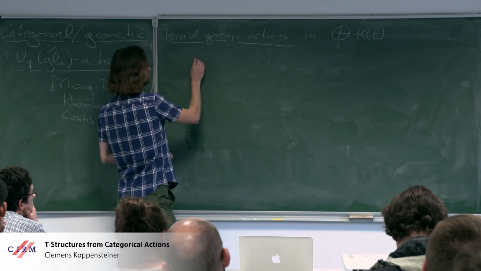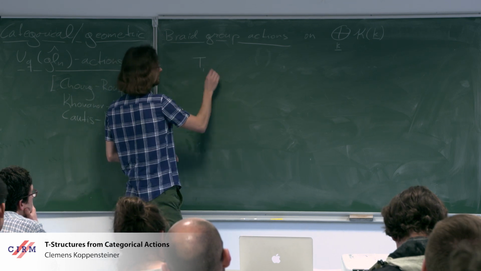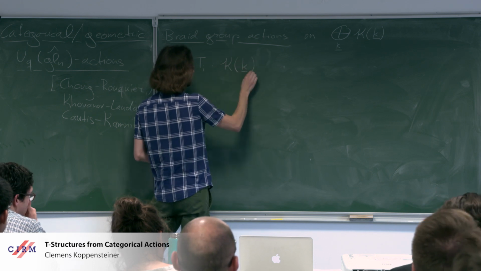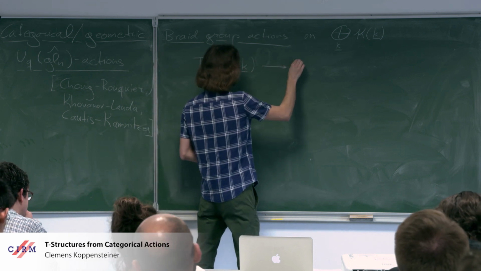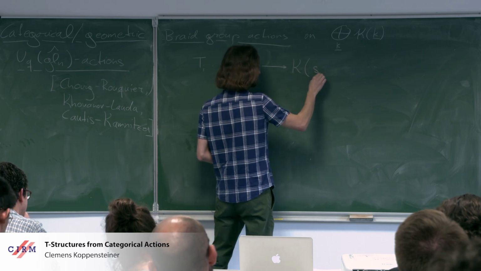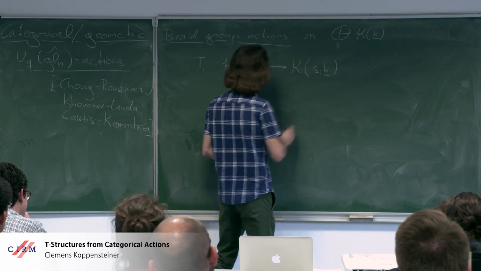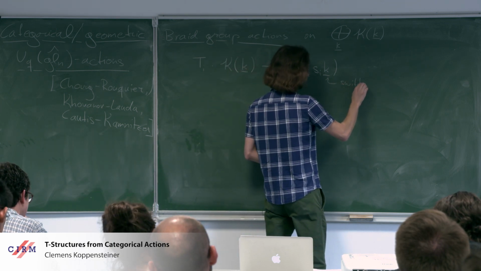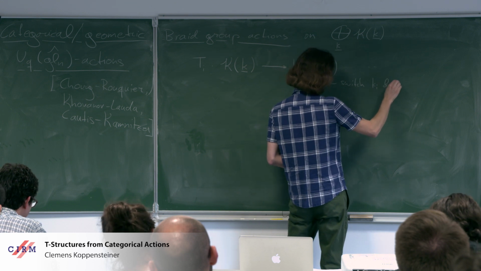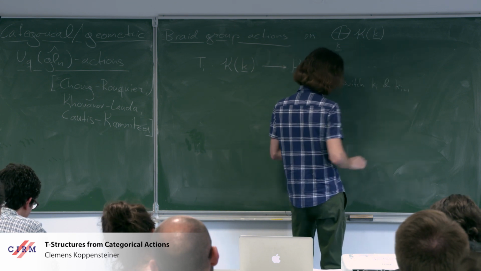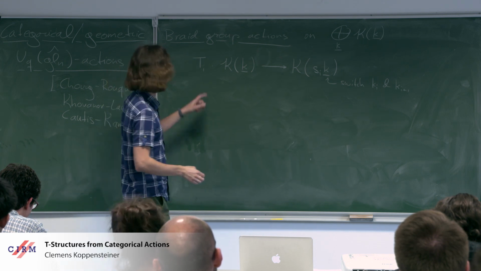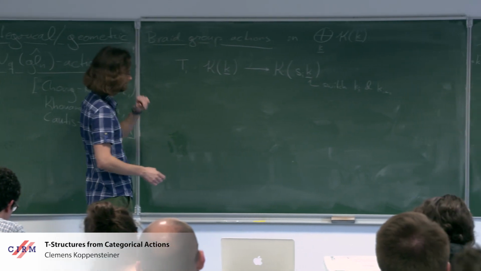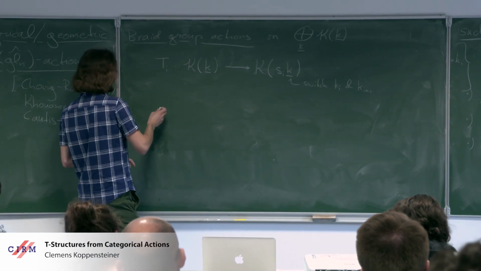And how should the braid group act? It should have generators Ti going from the category indexed by k to the category indexed by what I'll write as Sik, so this will be switching ki and ki plus 1. And in the t equals naught case, I'll switch the last and the first index. So how could one get such functors?